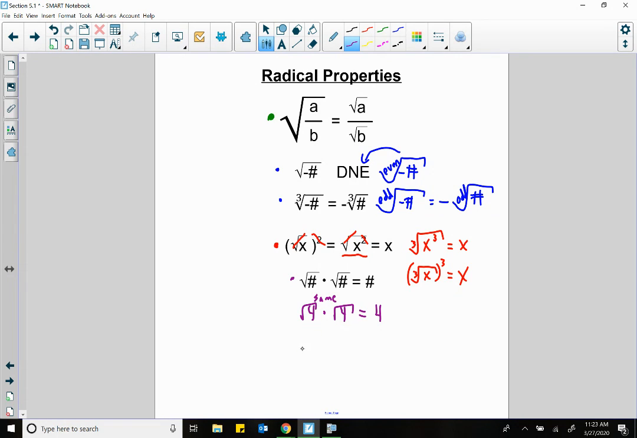Again, just another example, square root of 7 times the square root of 7. These two radicals are the same. The number pops out.